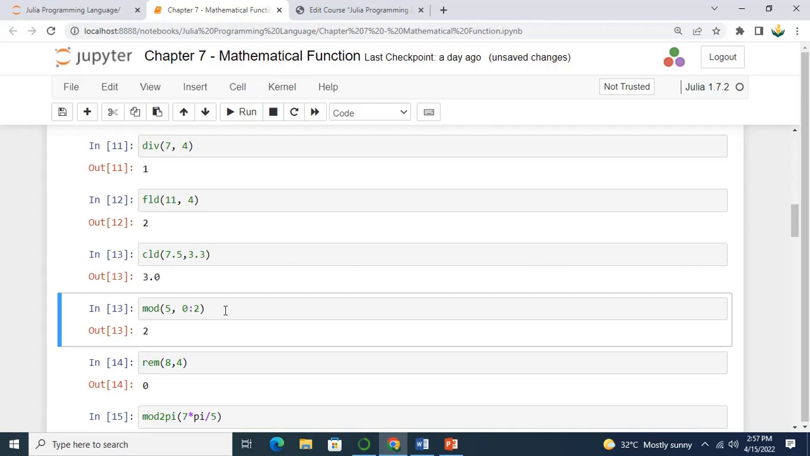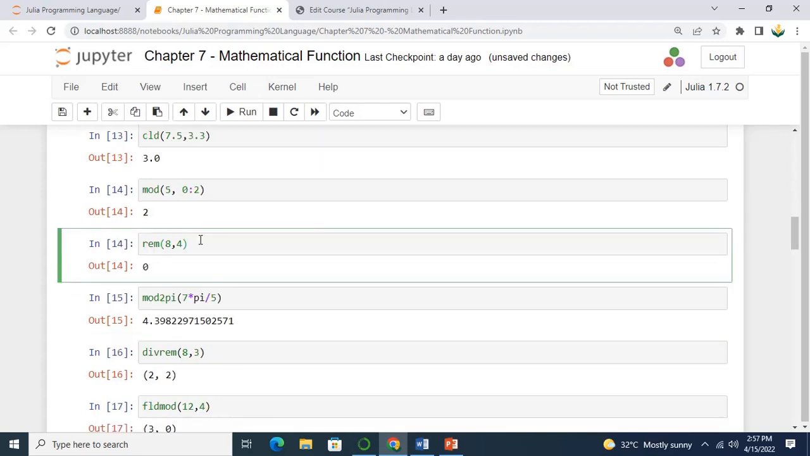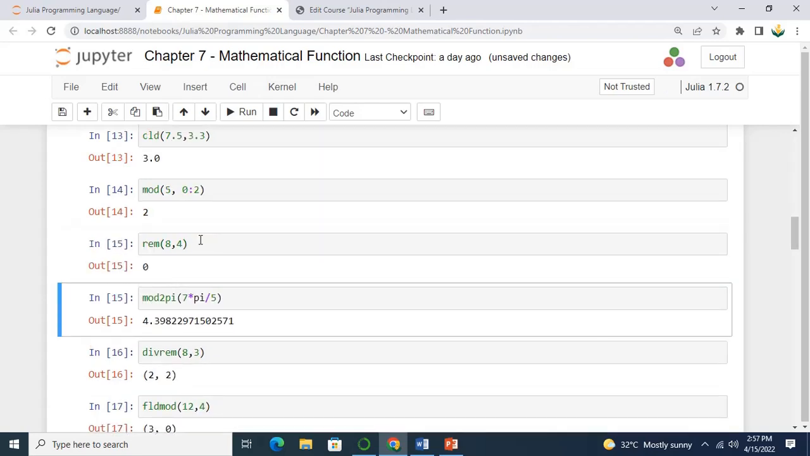Mod operation is also possible. Julia supports mod operations, 5 mod 2, so it is going to give you the exact answer. Remainder, we have REM, 8 comma 4, so we are not going to get any kind of value here. Next is mod of pi.